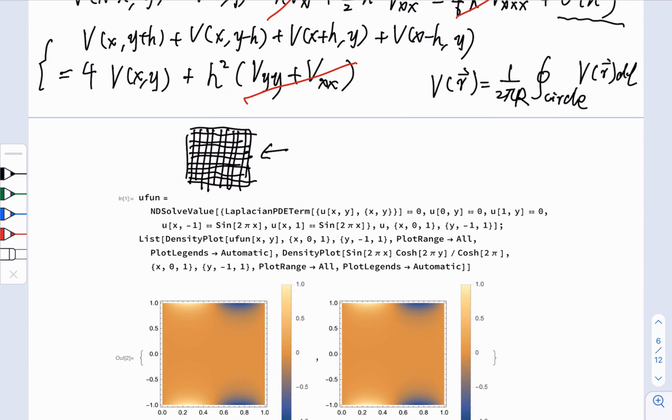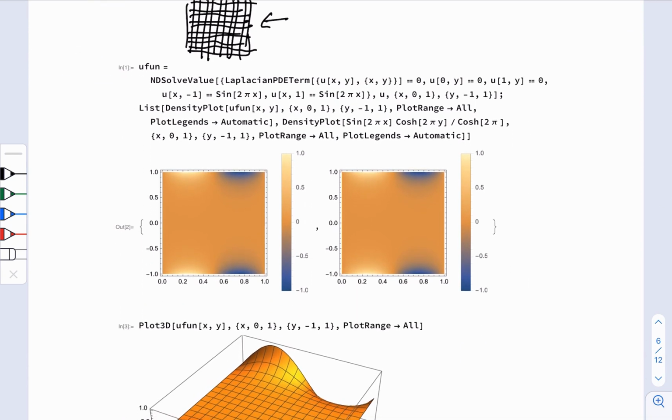Now you can double check this at home using your favorite programming language, and here I actually try to solve this problem using Mathematica. Here I'm telling Mathematica to solve the numerical differential equation, and this is the Laplacian term applying on the U(x,y), and I let that be 0, so we get the Laplace equation. Now I specify the u at x=0 to be 0, and at x=1 to be 0, and I specify y equals 1 to be a sine function, and y equals -1 also to be a sine function.